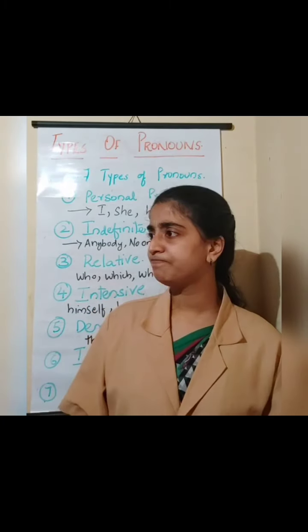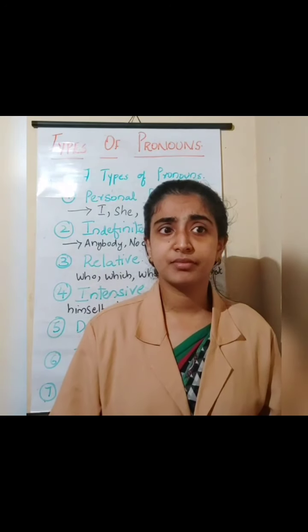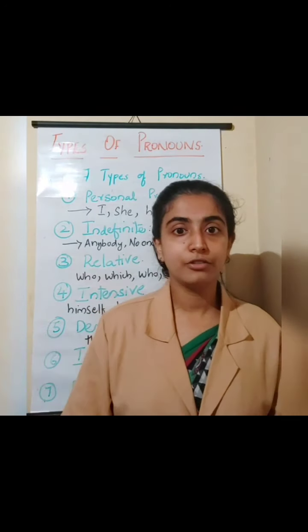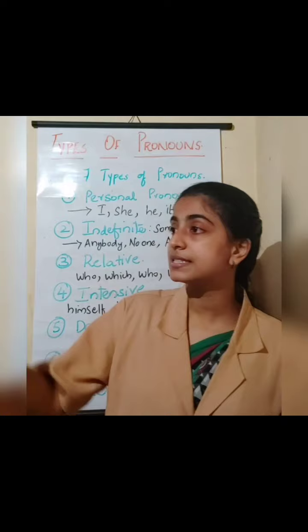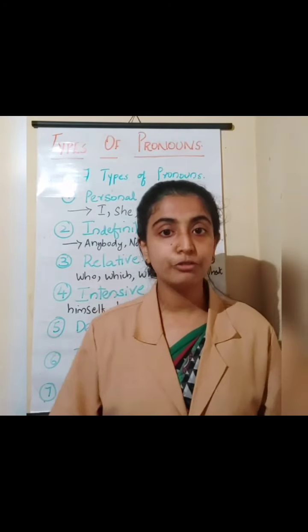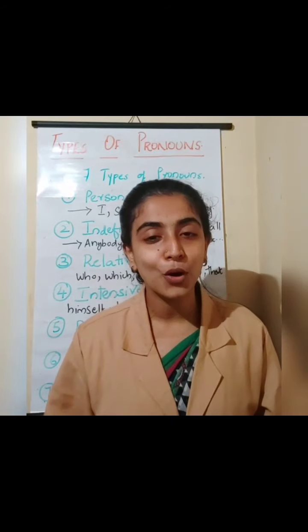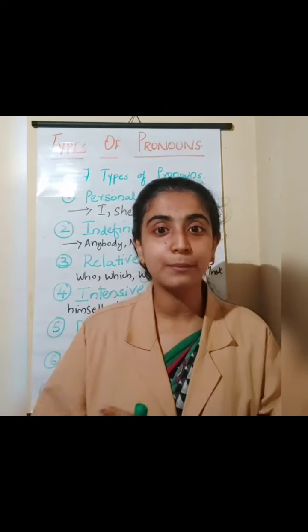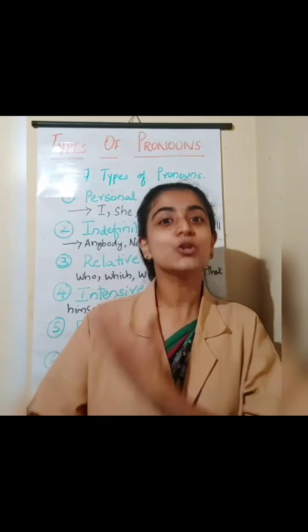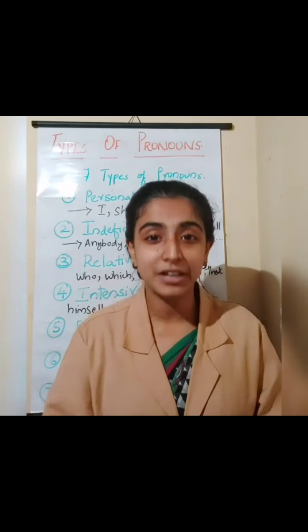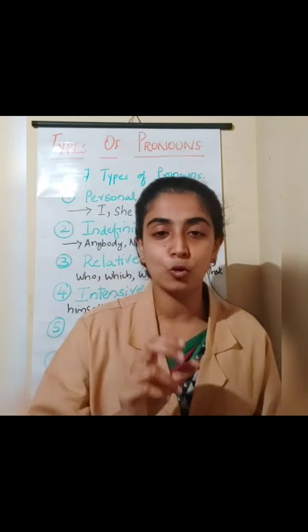Suppose there is somebody. If you don't know the person, you can say there is somebody waiting for you. If you don't know the person, how can you say there is somebody waiting for you? What do you mean by that? There is somebody, because you don't know who is waiting. So you can make use of the word somebody. So these are the indefinite pronouns.